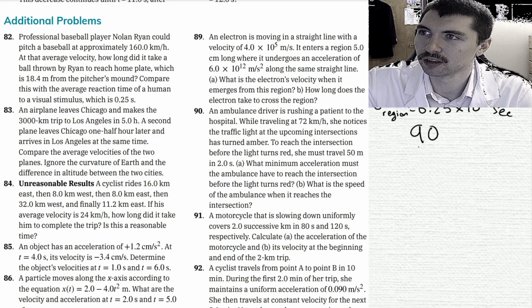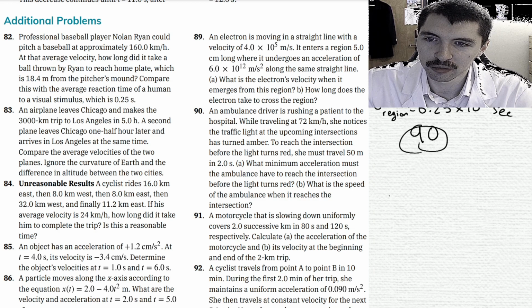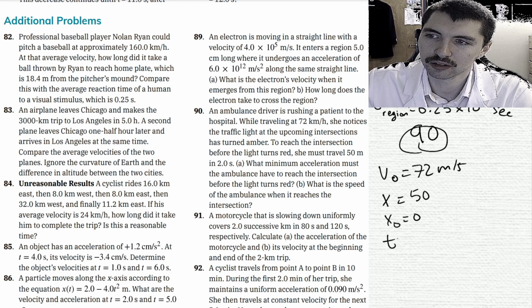Okay, let's move on to number 90. An ambulance rushing a patient to the hospital. So V naught is 72. She must travel x is 50, x naught is 0, t is 2, a is what we're solving for.